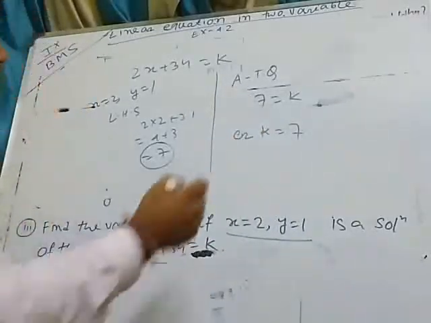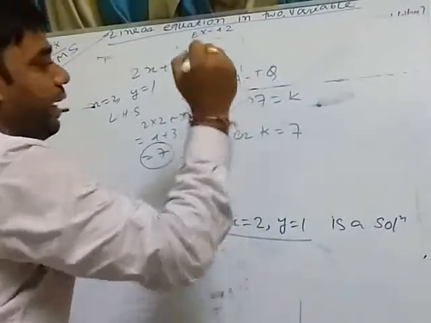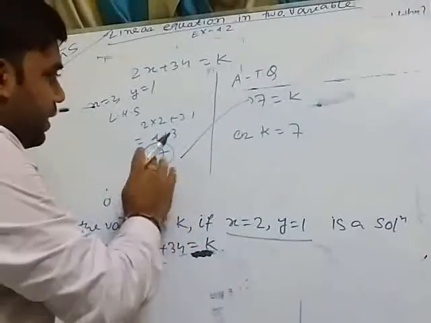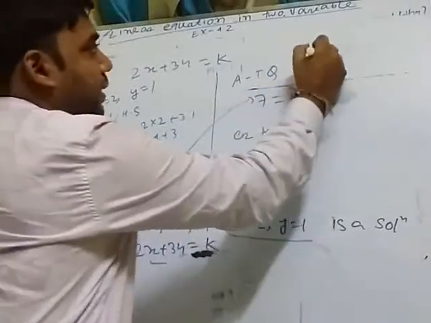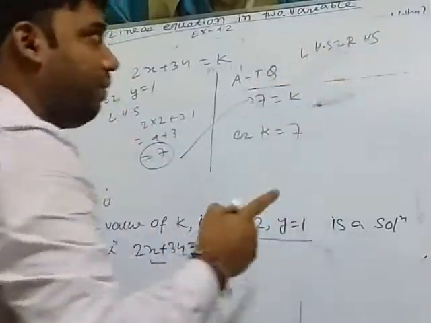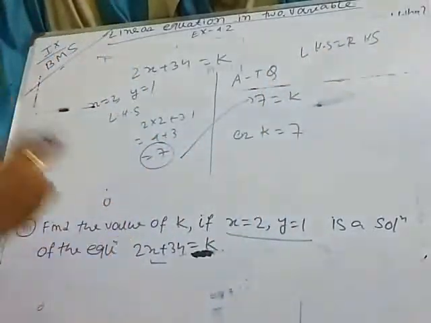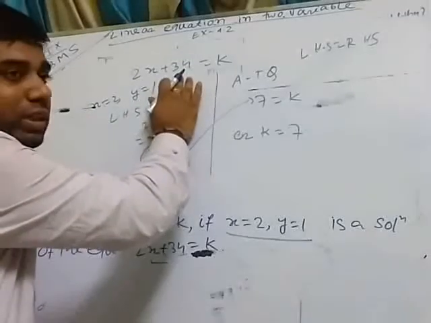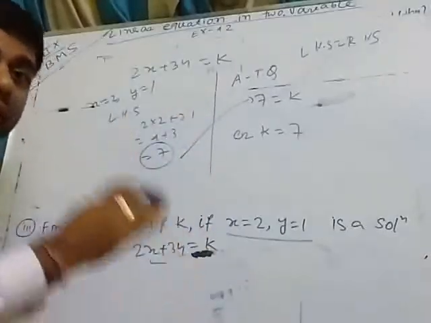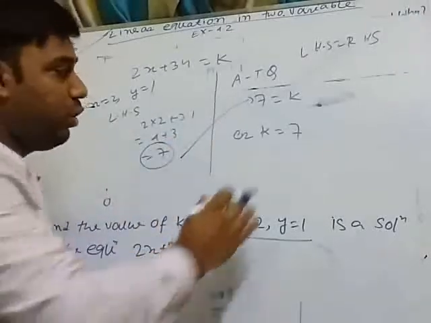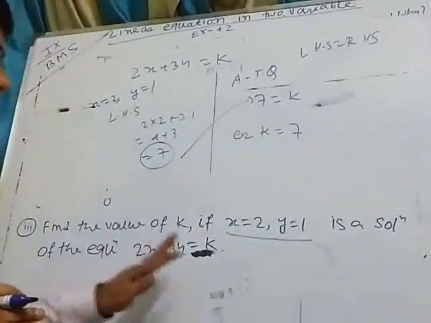But why do I do this step? Because left hand side equals right hand side only if the values of x and y are a solution of this equation. As it is a solution, the left hand side must equal the right hand side. So the value of k is 7.